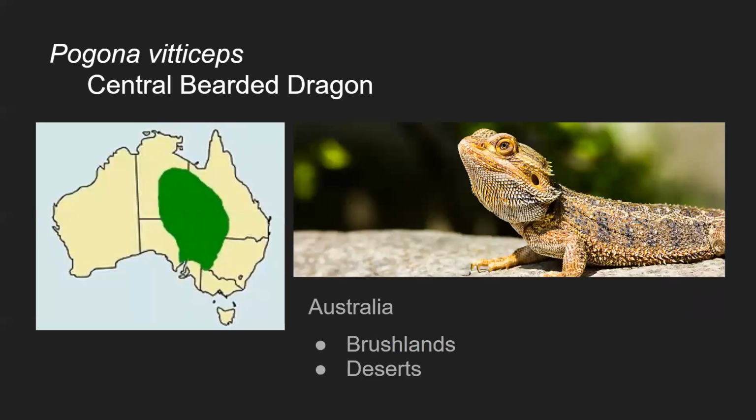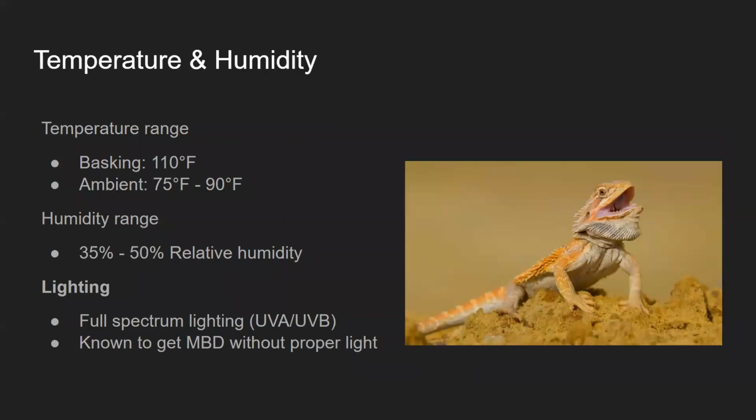All right, next animal, Pogona viticeps. So that is our central bearded dragon. These guys are native to Australia, brushlands and deserts. All right, so they like it nice and warm. So basking of 110, so nice and toasty.